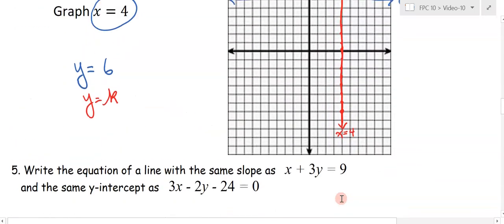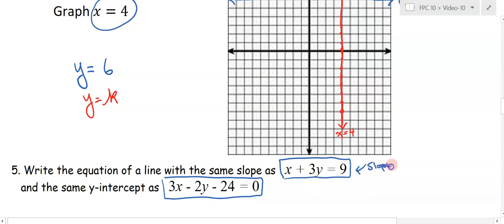I could ask you maybe something a little bit trickier. I could say, can you find the equation of a line with the same slope as this function and the same y-intercept as this function? So you need to pull the appropriate information out of the function. So if you want the same slope, we first need to find the slope. So what is the slope of that function? So I have to put it into slope-intercept form to know this.